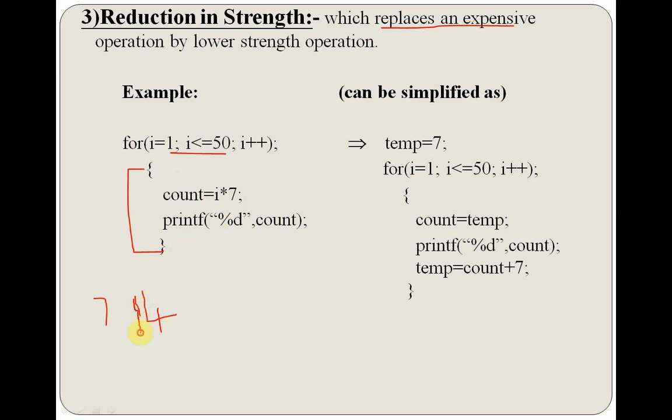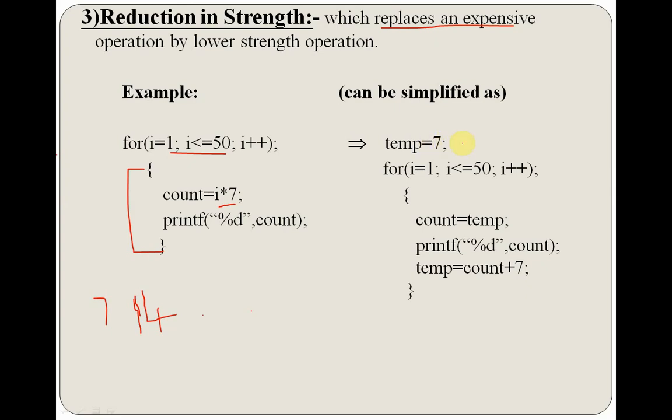Like this the values will be printed, 21 and so on. So this loop can be simplified like this. In the original code the star is used. The star is an expensive operator when compared with addition. So I am using addition instead of multiplication in this simplified code.